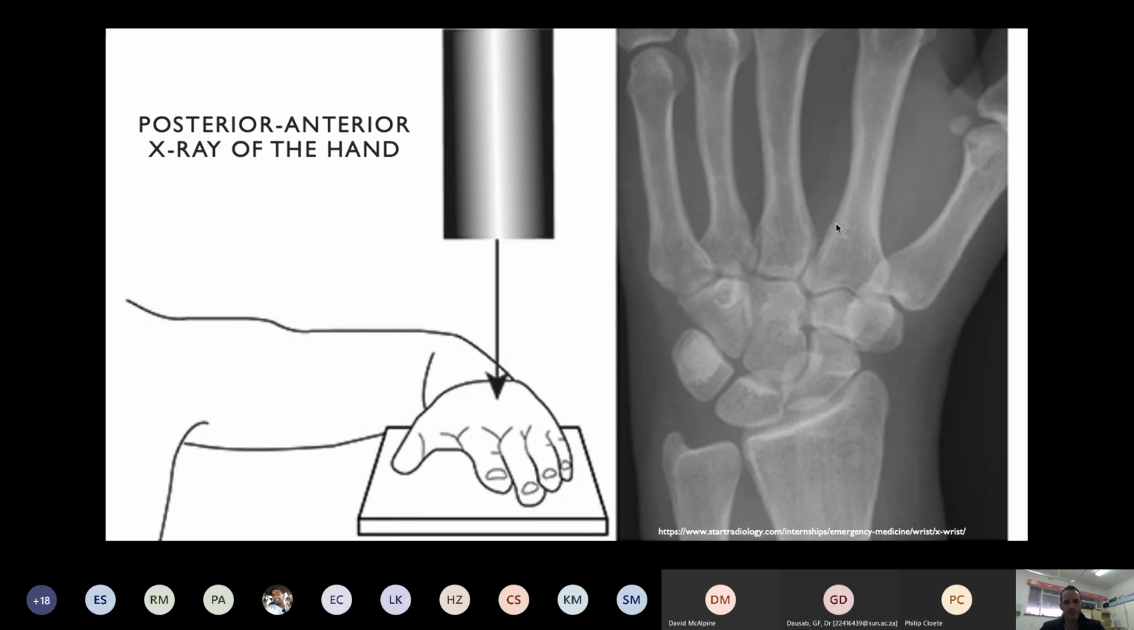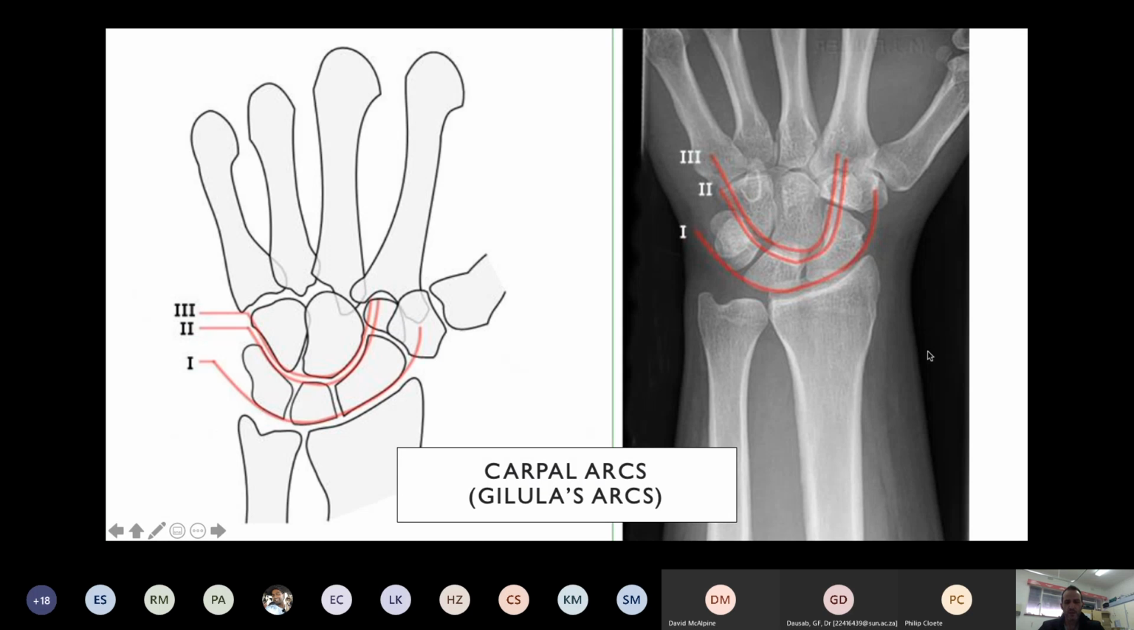So for an AP X-ray of the hand, the hand is placed flat or as flat as possible, and that gives us our standard AP view. We want to see the radius and the ulna as well as the nice layout of the carpal bones. And I'll talk more about that now. So when you have a good AP view, you want to make sure that the carpal bones, the proximal row and the distal row, are in alignment. We call these the carpal arcs. There's arc 1, 2, and 3.